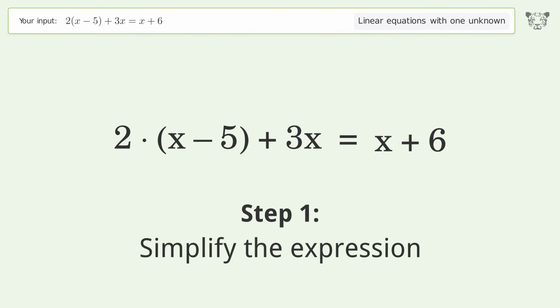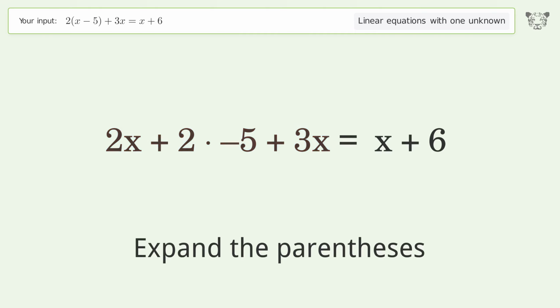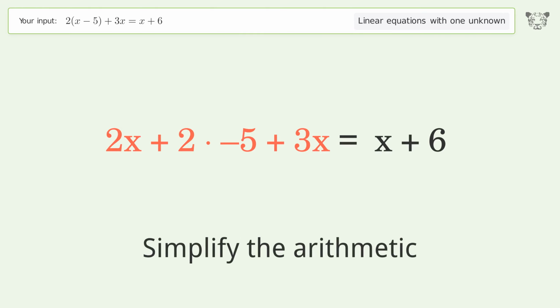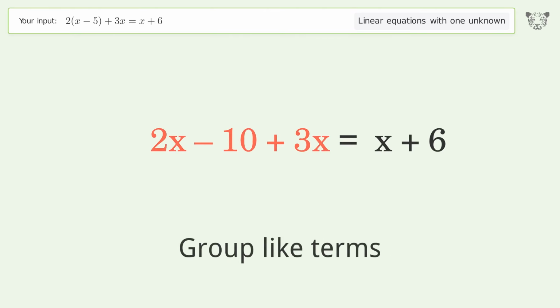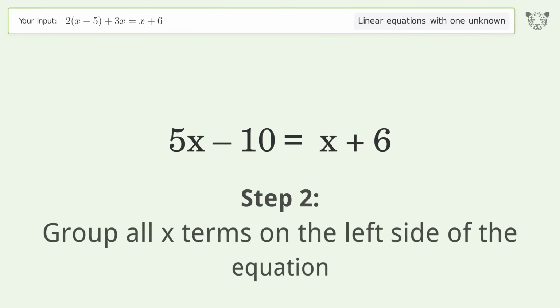Simplify the expression. Expand the parentheses. Simplify the arithmetic. Group like terms. Combine like terms. Group all x terms on the left side of the equation.